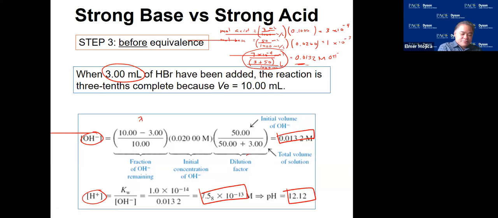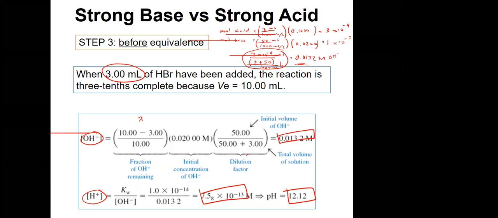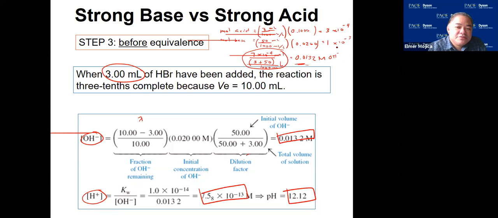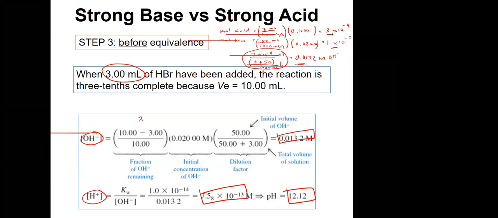Question. Where did you get this 7 times 10 to the negative 4 that you circled top right corner? I subtract this value with this one. Okay, got it. Yeah, all right.